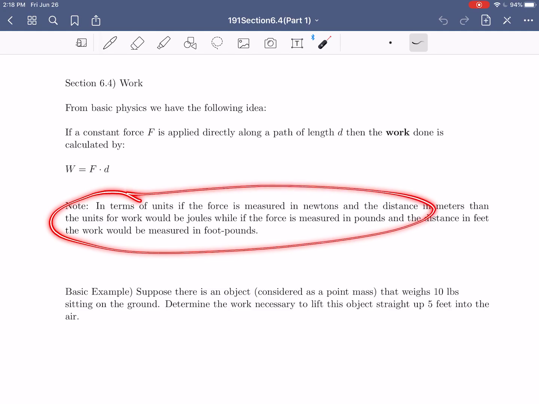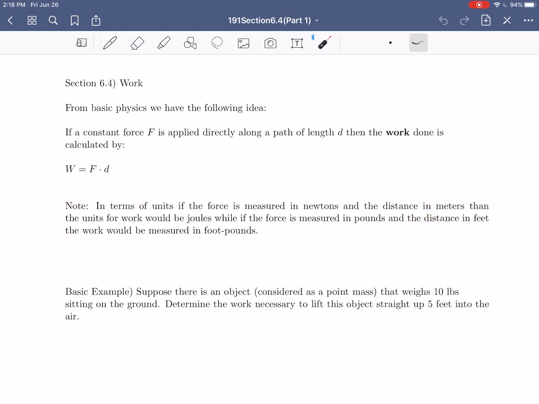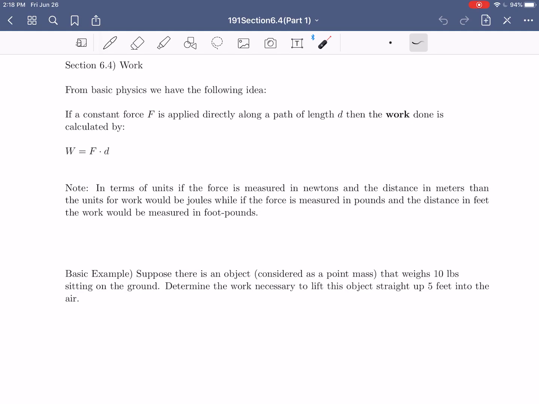A little bit about units. Again, as a math class, we're not going to worry too much about units. That's more the domain of a physics class and being very careful about those things. But just as a little bit of information, if you measure the force in newtons and the distance in meters, then the traditional unit for work would be joules, while if you measure the force in pounds and the distance in feet, the work would be measured in this very weird unit called foot-pounds.